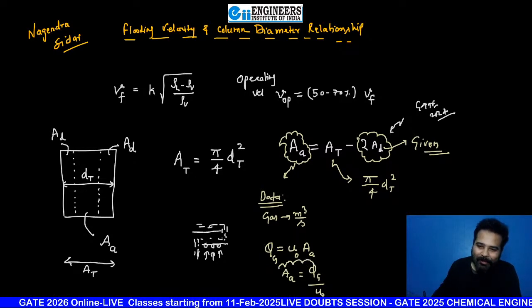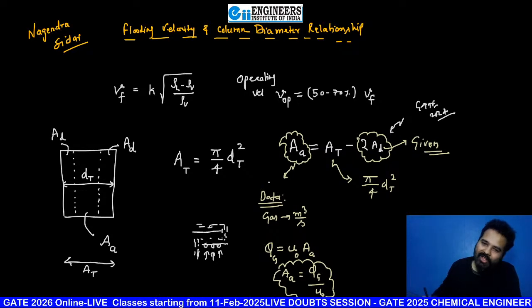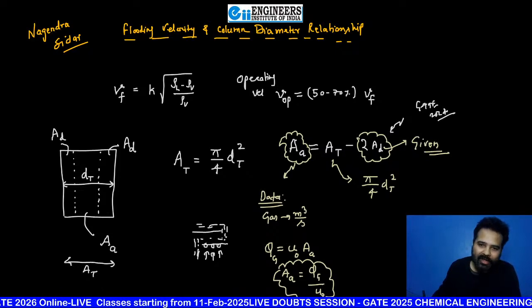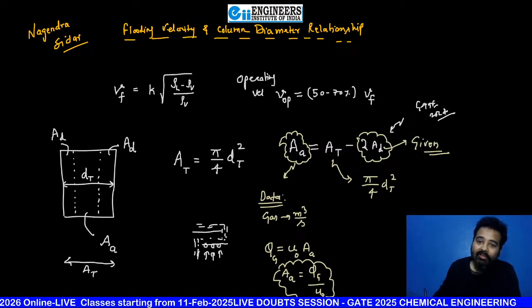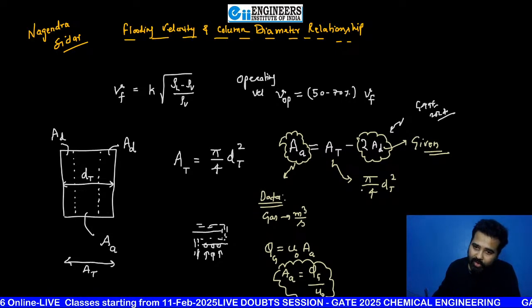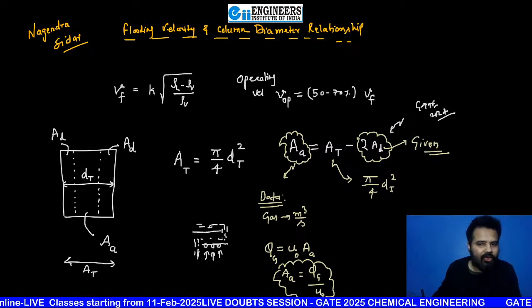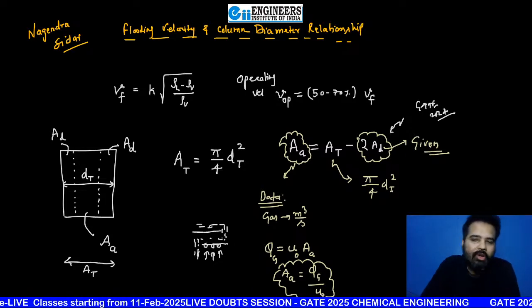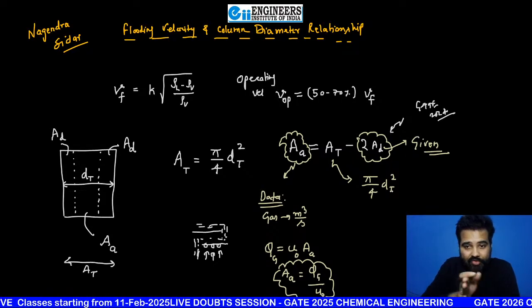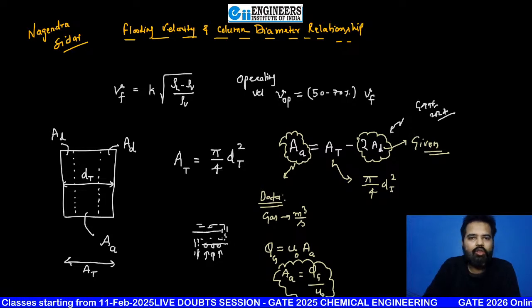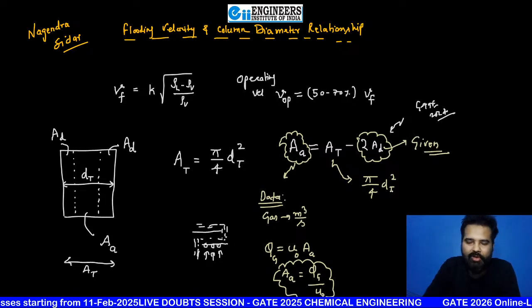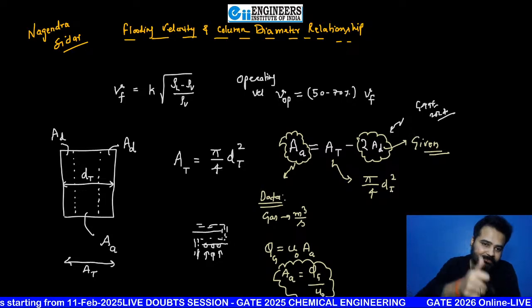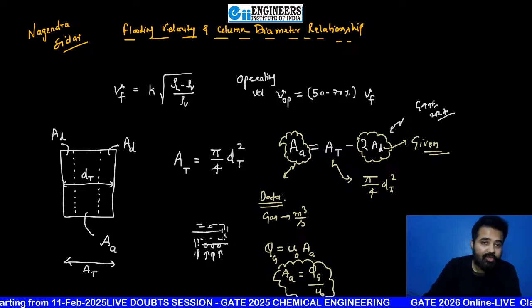So A is this. Now just put it here, beta, you will get the value of AA, and put pi by 4 dt square. One equation, one unknown, solve it. You can find lots of PYQs relating to this topic. Solve all PYQs, no need to worry, since 1983. Okay, all the best. So crystal clear, beta.